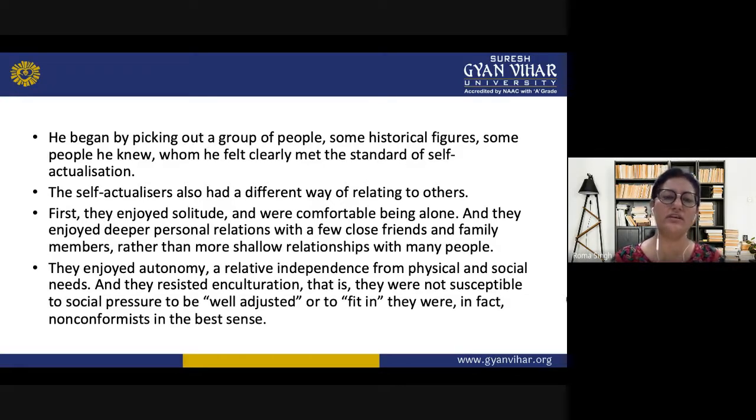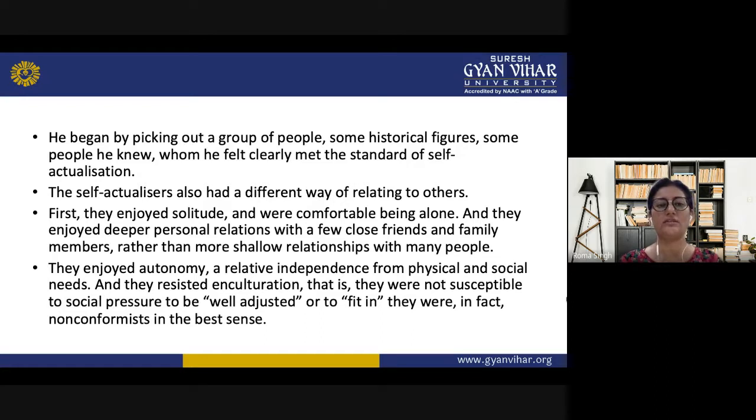So the self actualizers also had a different way of relating to others. First, they enjoyed solitude, remaining aloof from the world, and were comfortable being alone. Because while we are looking for security and safety, there is some point where you can think that you have achieved everything and now you don't need anyone to support you. You have achieved independence, you have achieved freedom, so you are comfortable being alone.